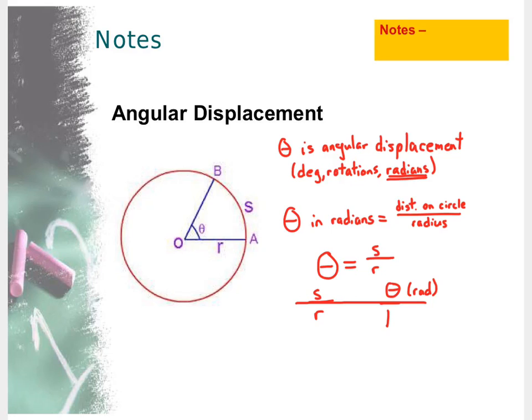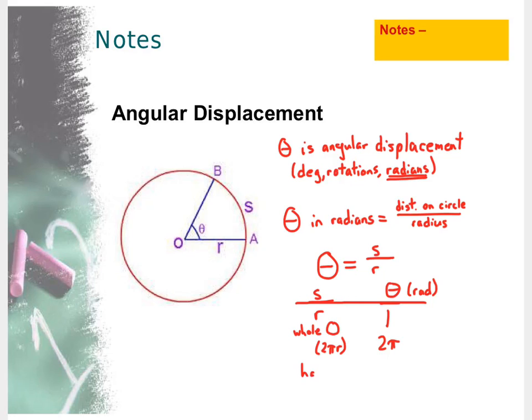If I have gone a quarter of the circle, well, actually, let me back that up. Let me do a whole circle. So if I do a whole circle, we know that that is a distance of 2 pi r because that's the circumference of a circle. And if I do that, then theta is going to be that divided by the radius, which turns out to be 2 pi. So when you go around a full circle, you've gone 2 pi radians.